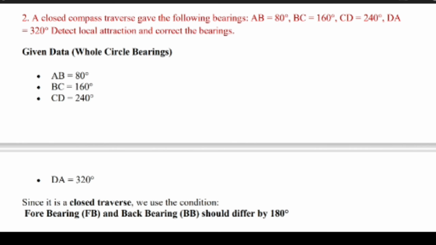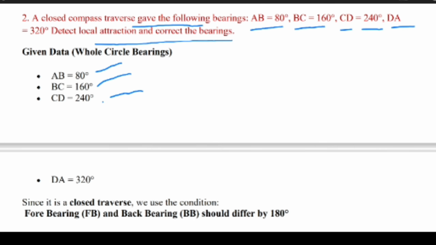Next question. So, a 10 marks question as given. The closed traverse is given: AB, BC, CD and DA, with angles as given. We need to find out the local attraction. We have to do the corrections. So here we have to write AB, BC, CD and everything. It is a closed circuit.